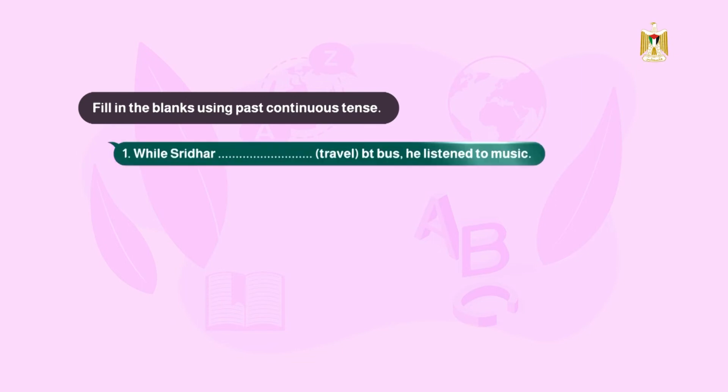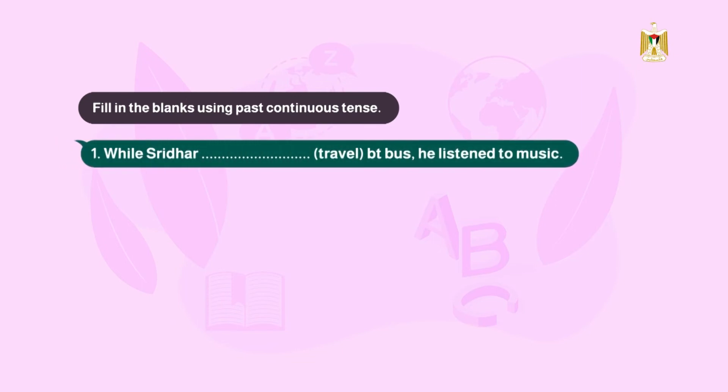Number 1. While Radar, space, and between brackets we have the verb travel, by bus, he listened to music. Here we have the word while. And after while, we should use the past continuous tense. How do we form it? We use was or were plus the verb plus ing. With Radar, it's singular. We use was. We say, while Radar was traveling by bus, he listened to music.